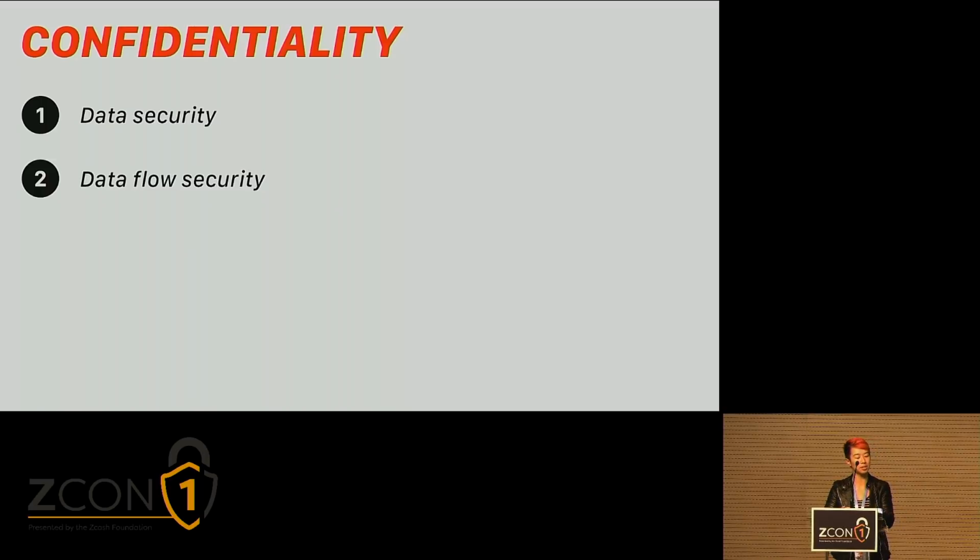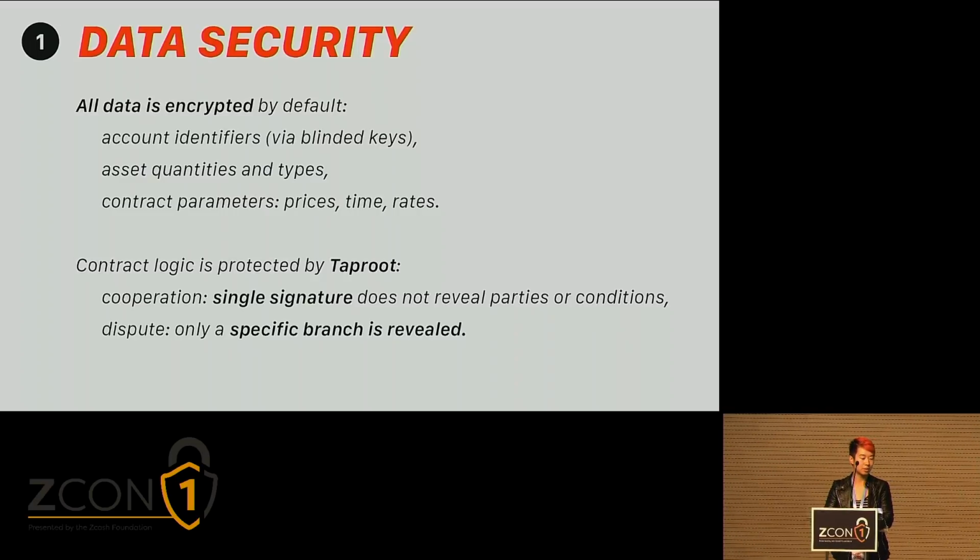There's two parts to confidentiality. First is data security. This is pretty straightforward. All data is encrypted by default. So anything that gets turned into a variable is a blinded commitment to that data. That includes account identifiers, asset quantities and types, and contract parameters. And then contract logic is protected by Taproot, which Oleg mentioned earlier.